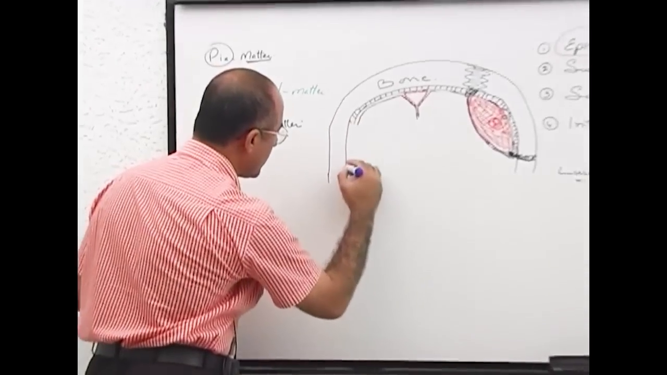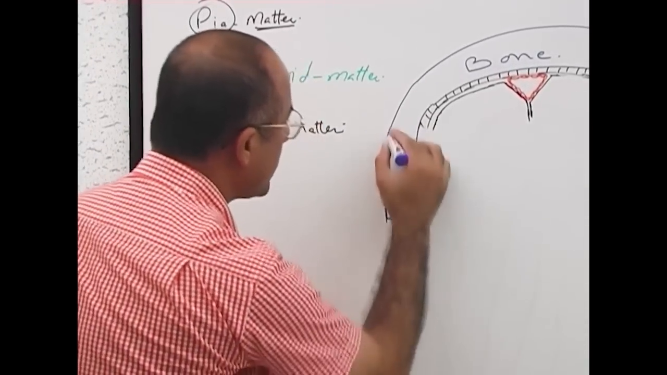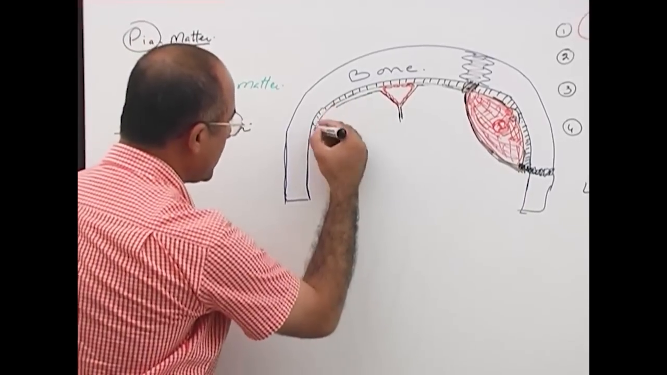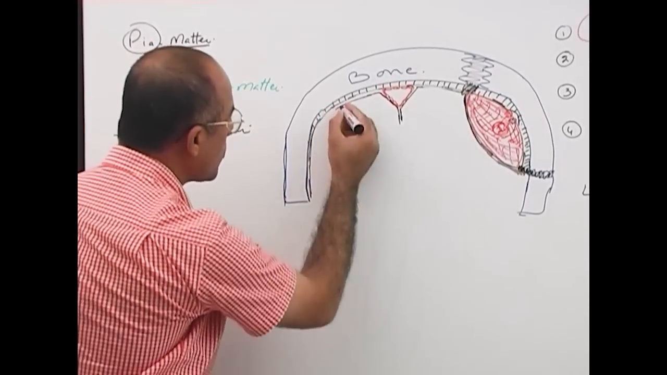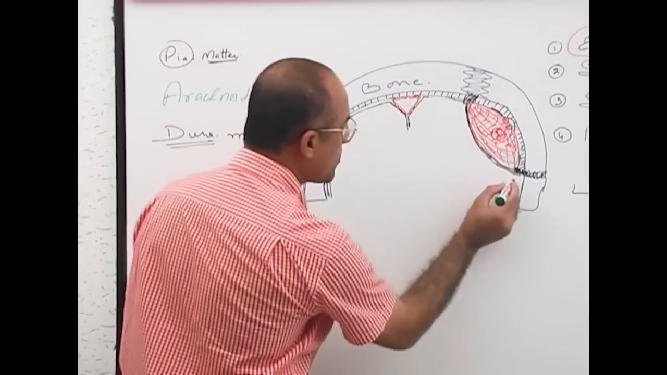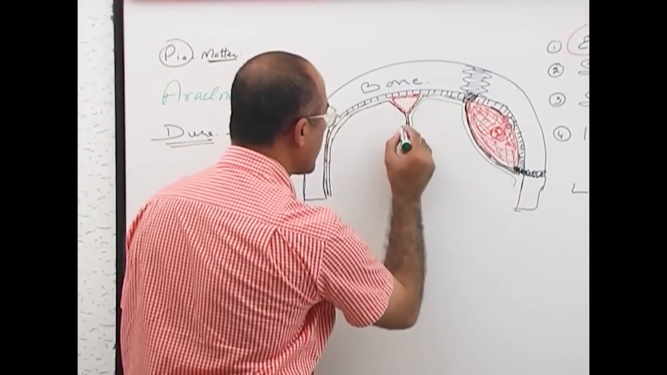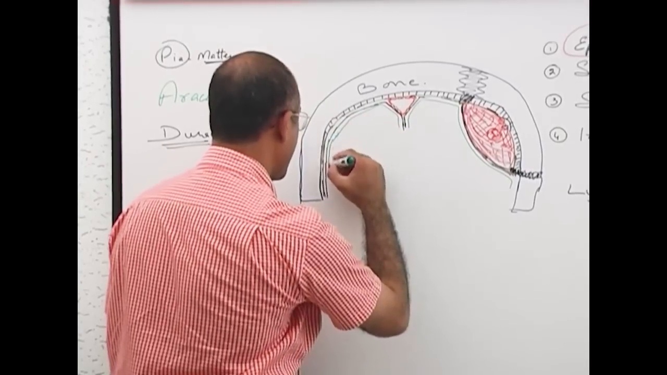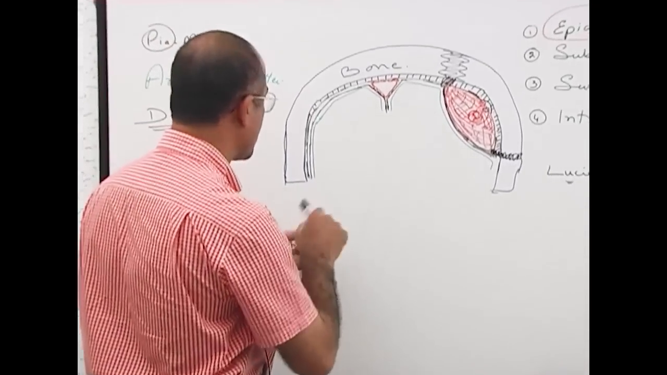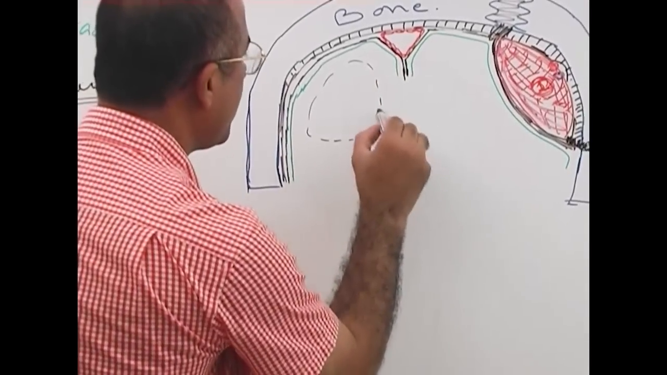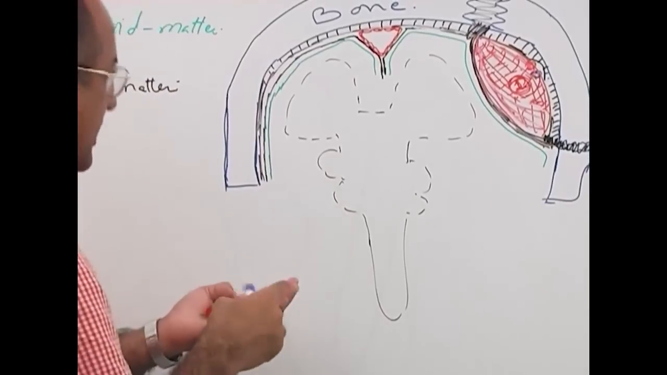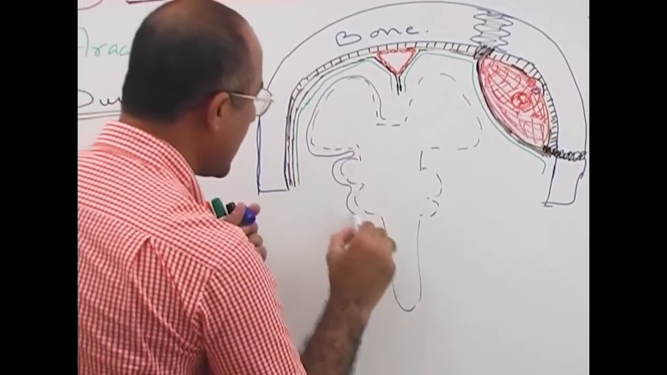Suppose this is the bone, skull bone, and what was this layer? Periosteal layer. And what is this layer, please? Meningeal layer, right? And after that, what is this here? Arachnoid mater, isn't it? And there's no fun in telling that there must, of course, be the cerebral hemisphere here, central nervous system, and here is the pia mater. Am I clear?